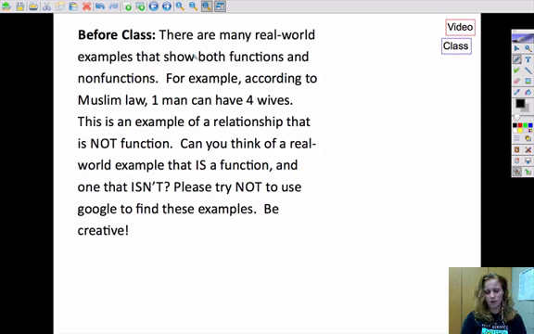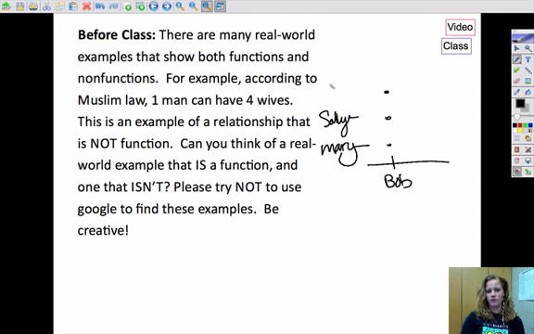Before class, I want to look at one more option here. There are many real-world examples that show functions and not functions. For example, a Muslim man can have 4 wives. Okay, so if we talk about men and their wives as a relationship, this would not be a function, because one man, let's call him Bob, can have multiple wives. He can have up to 4 different wives. He can have Mary, he can have Sally, and he can have Betty.